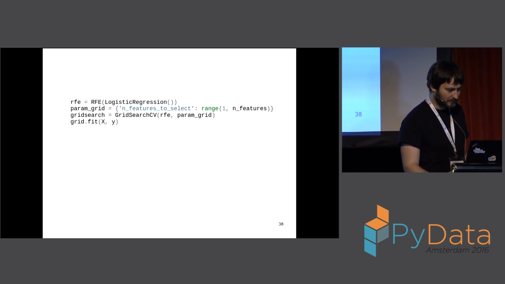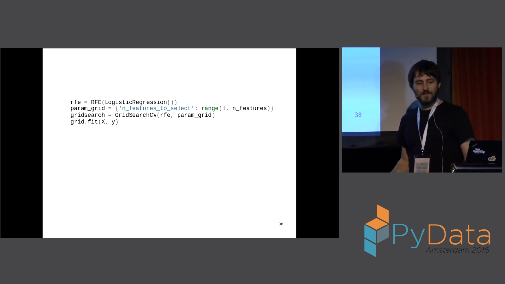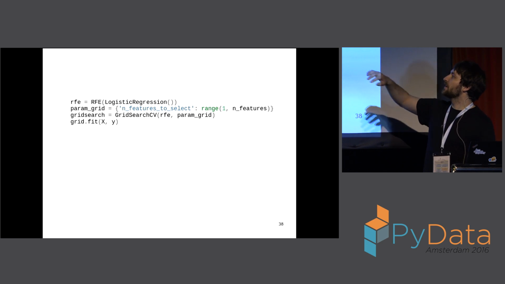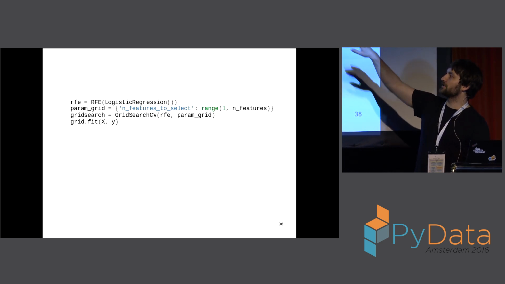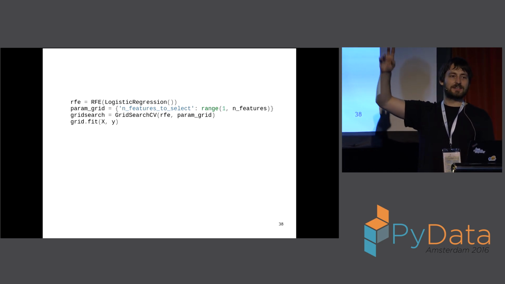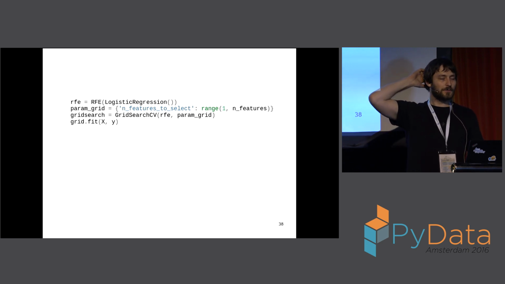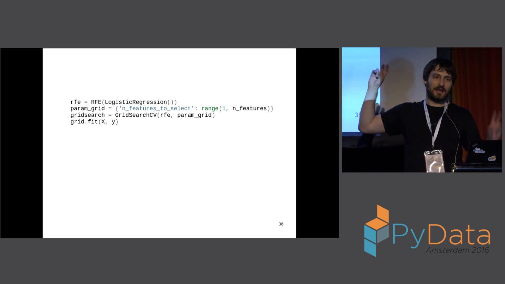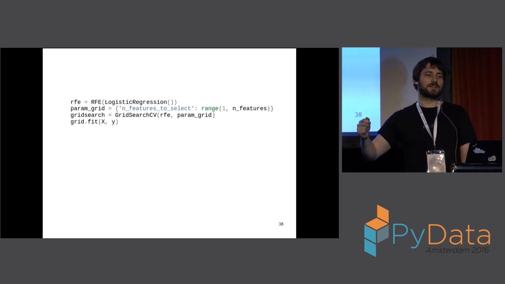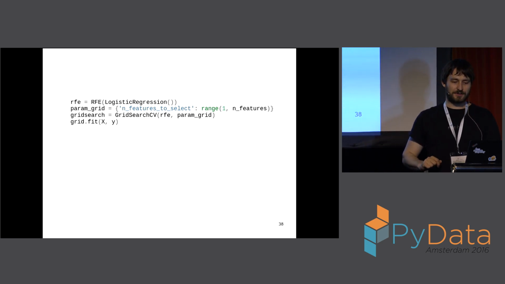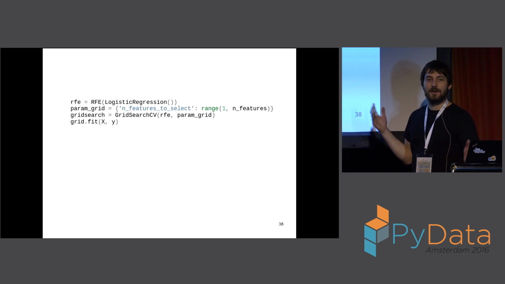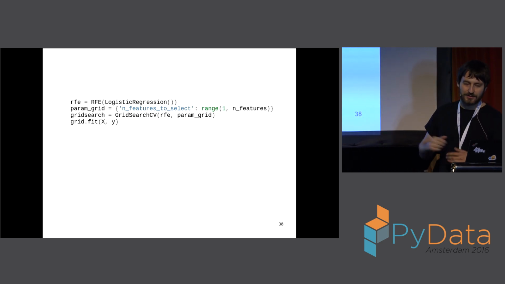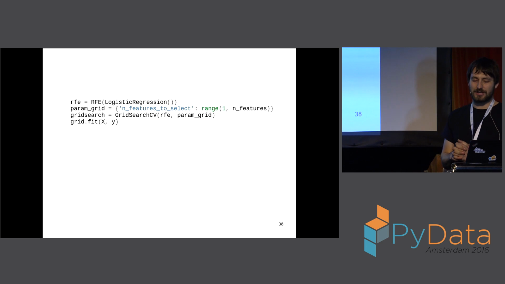So the way this works is it fits the logistic regression to a data set, and then it takes the coefficient of lowest magnitude and drops the feature according to this as unimportant, tries again on the new data set, drops the next feature as unimportant. Then you can ask yourself, okay, how many features should I keep? And you can run grid search to see how many features you should keep.